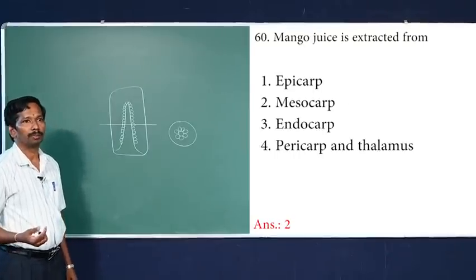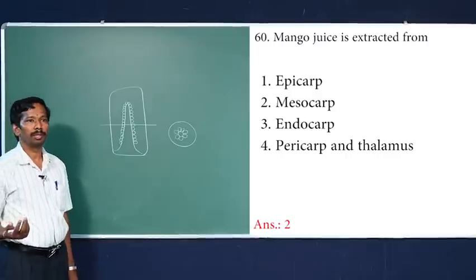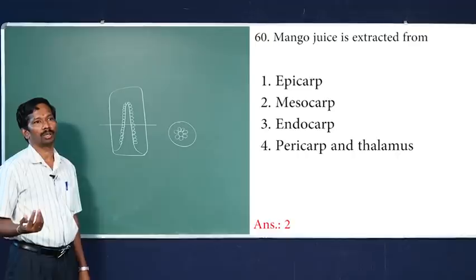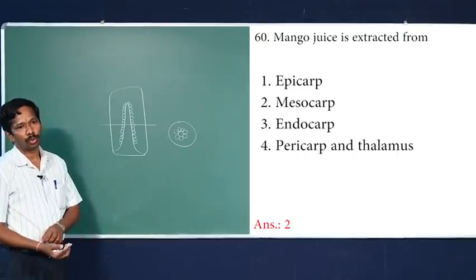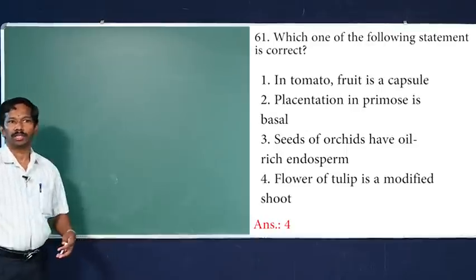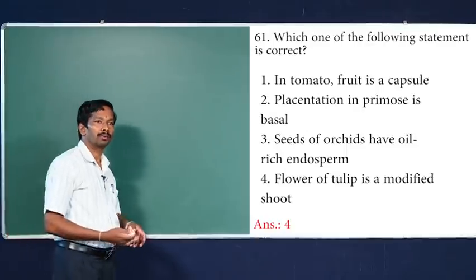Next question is mango juice is extracted from the mesocarp portion, fleshy structure. So answer hence it is 2 for question number 60. A type of fruit called as stone fruit having a hard endocarp region. Which of the following statement is correct?